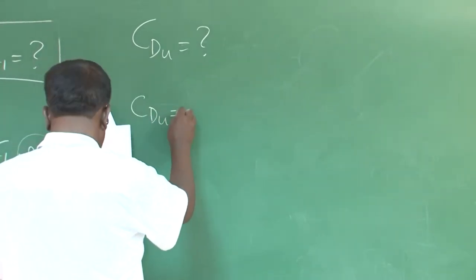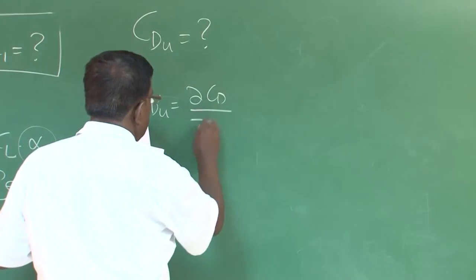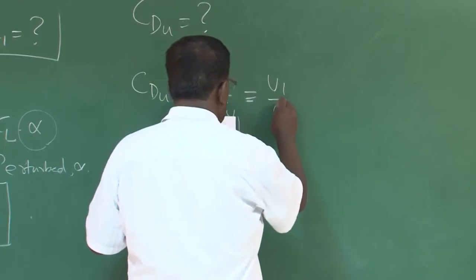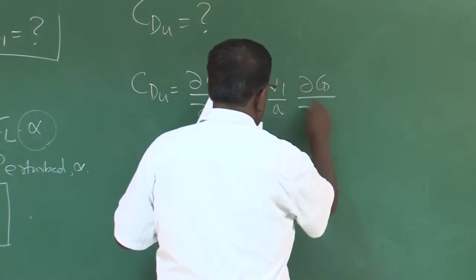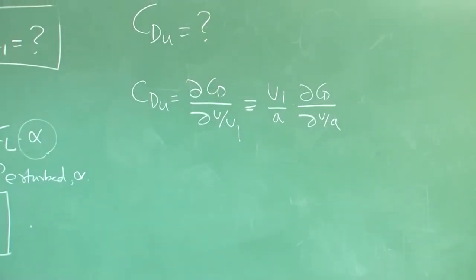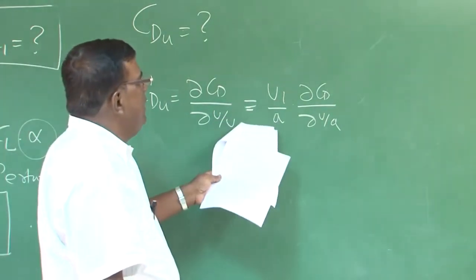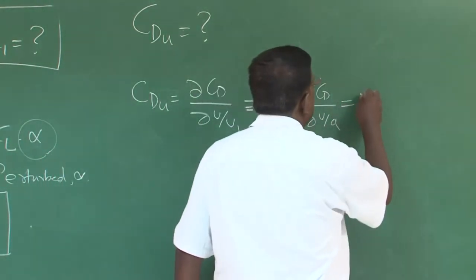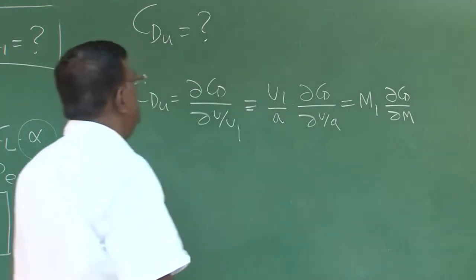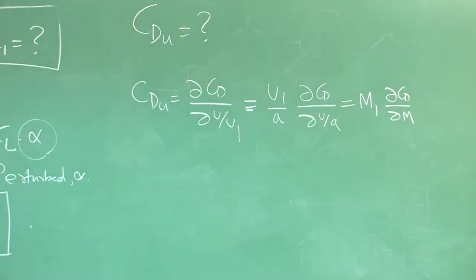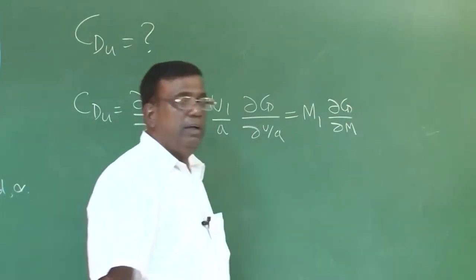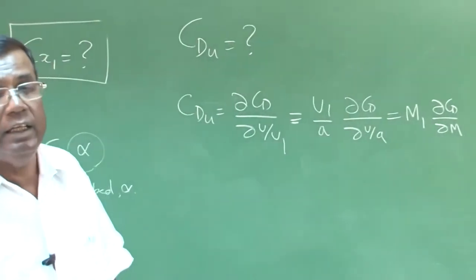CDU, by definition, I can write as dCD by dU by U1, and I can write this as U1 by A into dCD by dU by A. What is A here? Anybody's guess? A is the velocity of sound at that altitude. And what is U1 by A? It becomes the Mach number at steady state. So it becomes M1 into dCD by dM. Now you see a very interesting phenomenon. The CDU is immediately giving us a very significant understanding.